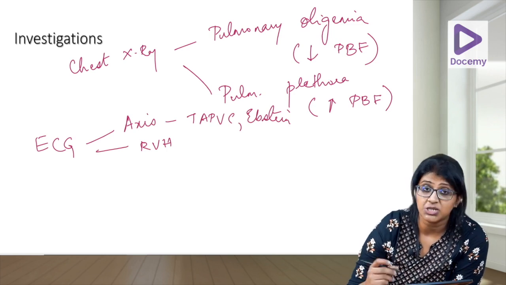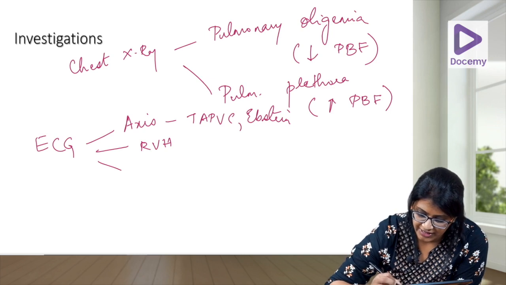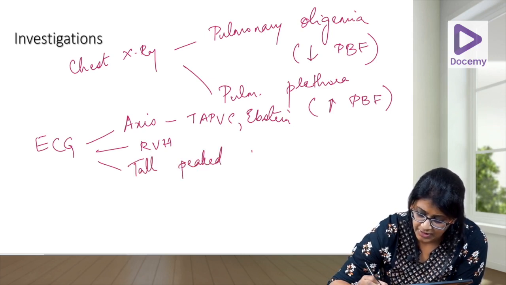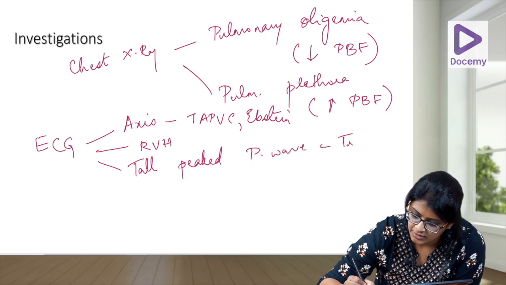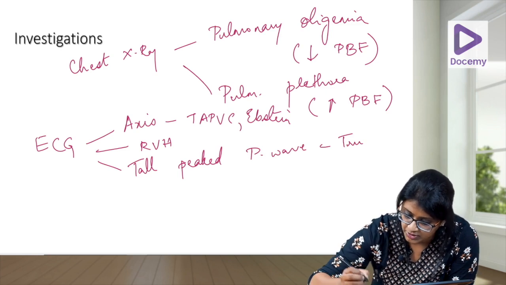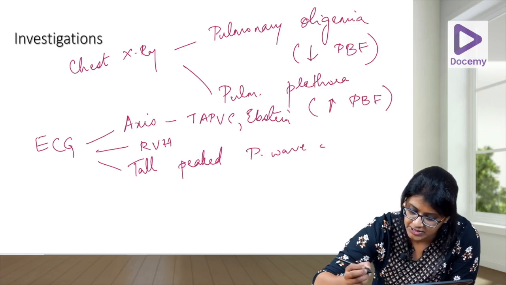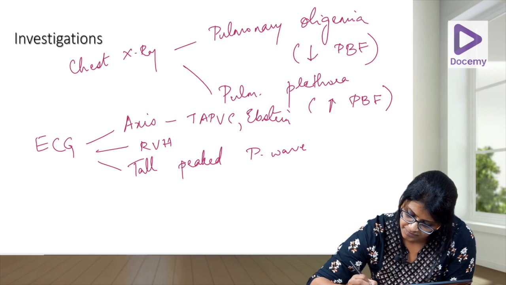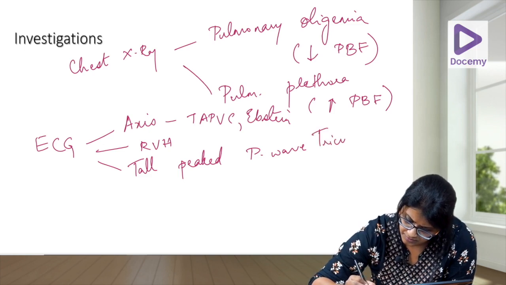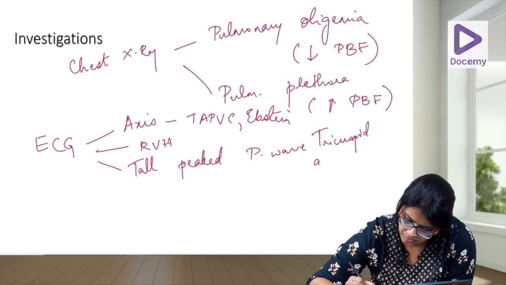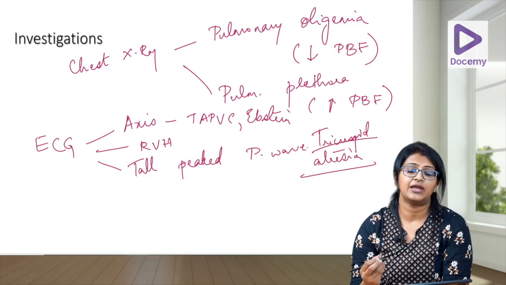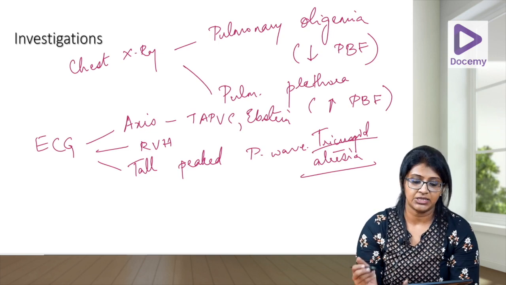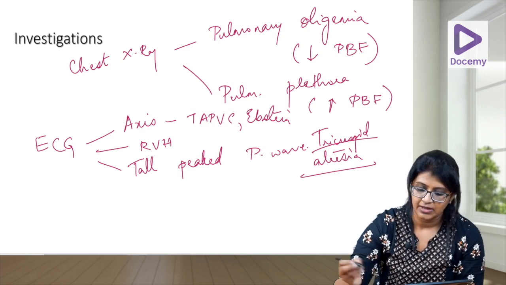If you have a truncus arteriosus, you have a really tall peaked P wave, because of the right atrial hypertrophy which happens in tricuspid atresia. I'm very sorry, not truncus arteriosus, in tricuspid atresia. So these are the cardinal features that we end up seeing in ECG in cyanotic heart disease.